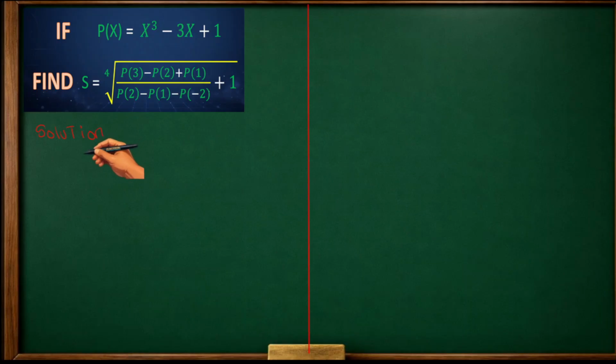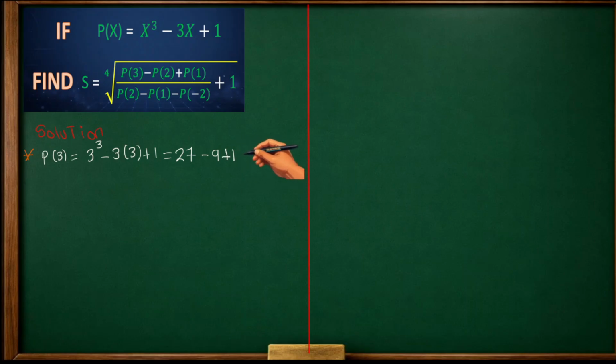Okay, solution. Replacing in the polynomial expression, p of 3: substitute 3 to the cube minus 3 times 3 plus 1, equal to 27 minus 3 times 3, minus 9, plus 1, equal to 27 minus 9, 18. 18 plus 1 is 19. Then p of 3 equal to 19.